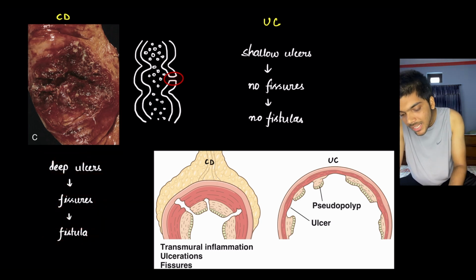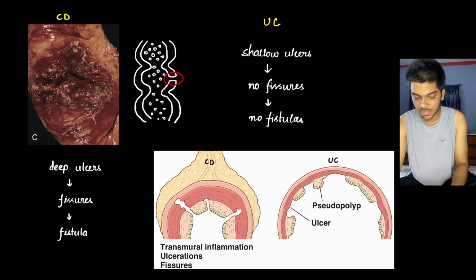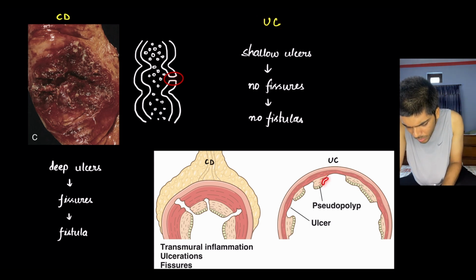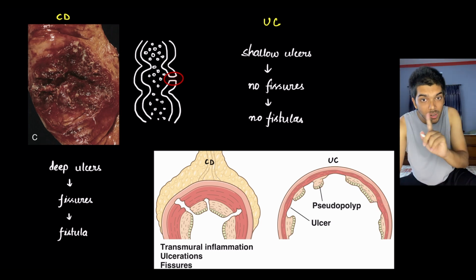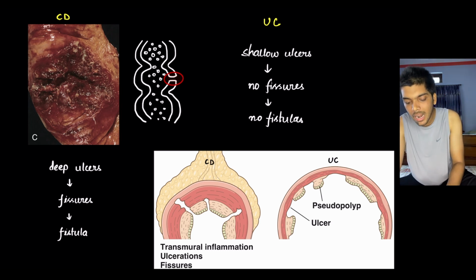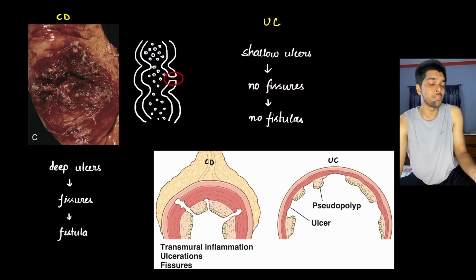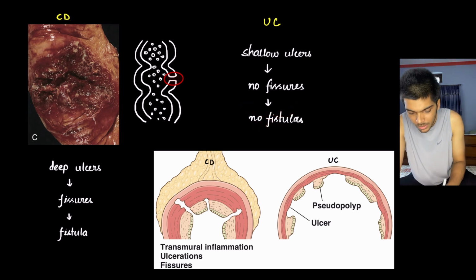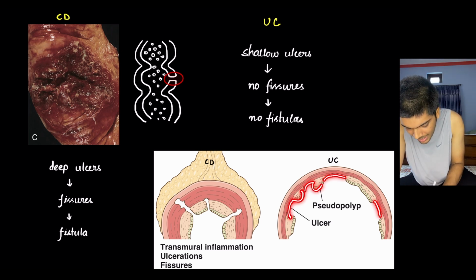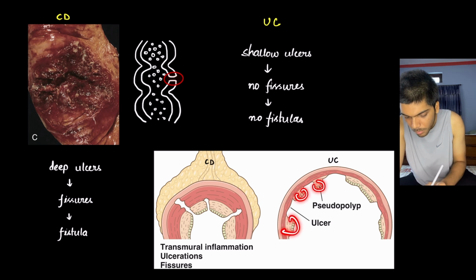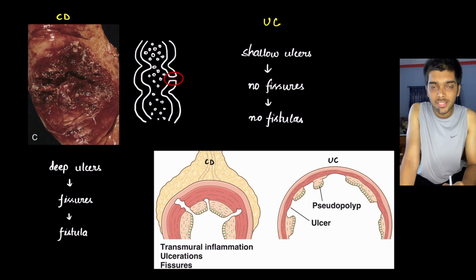Okay. In ulcerative colitis, however, there are shallow ulcers. That is, only mucosa or submucosa is involved. It does not perforate the muscular layer. So there are no fissures. If there are no fissures, how can there be fistulas? So there are no fistulas. You can see right here as well. There are these superficial ulcers in ulcerative colitis. In between them, there are these regenerating mucosa that give off polyp-like structures referred to as pseudopolyps. Alright, once more, let's revise the ulcer of both of them.